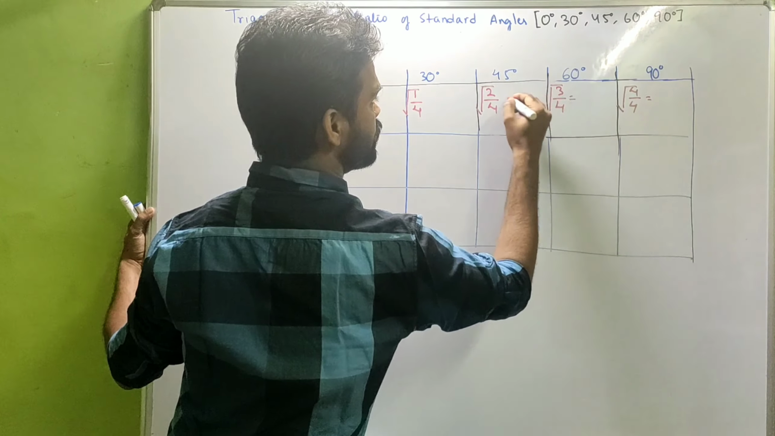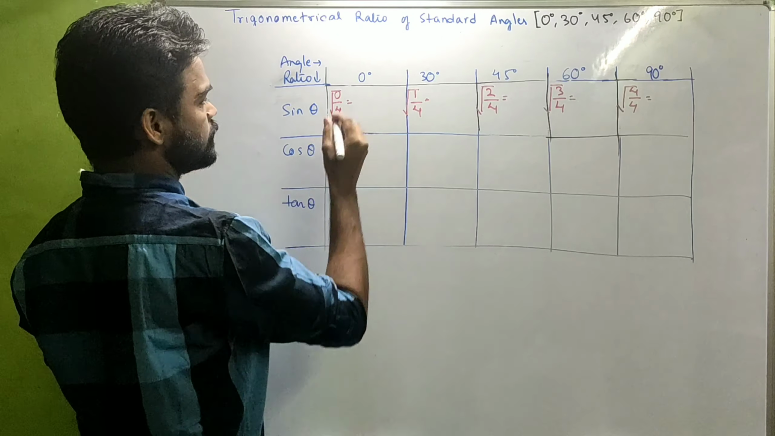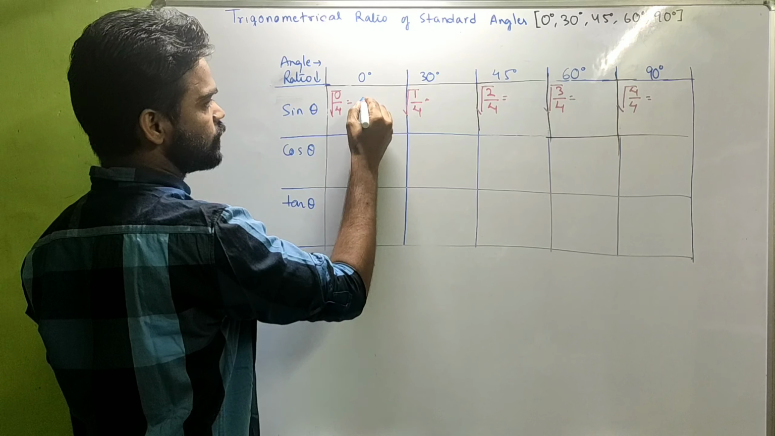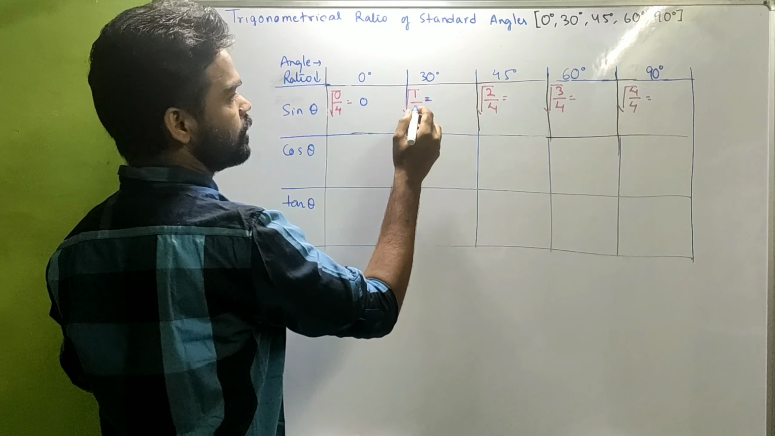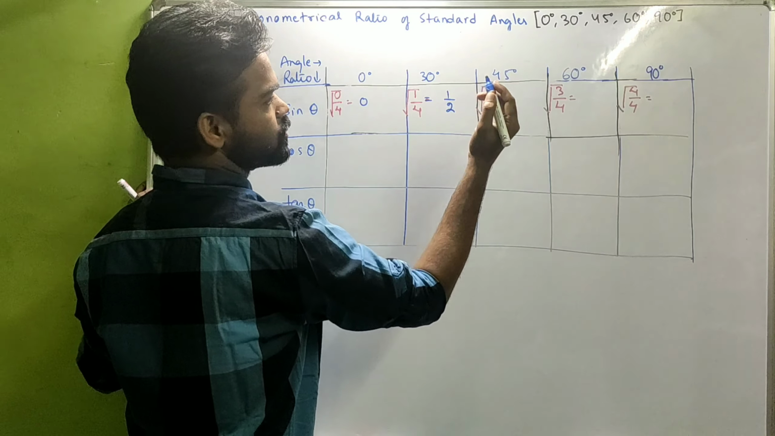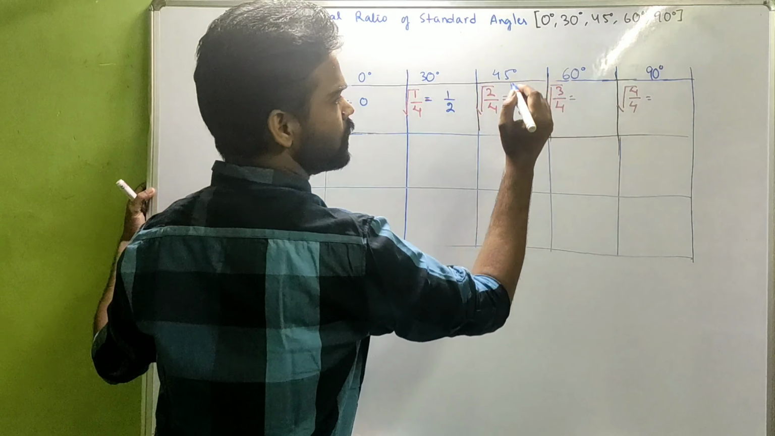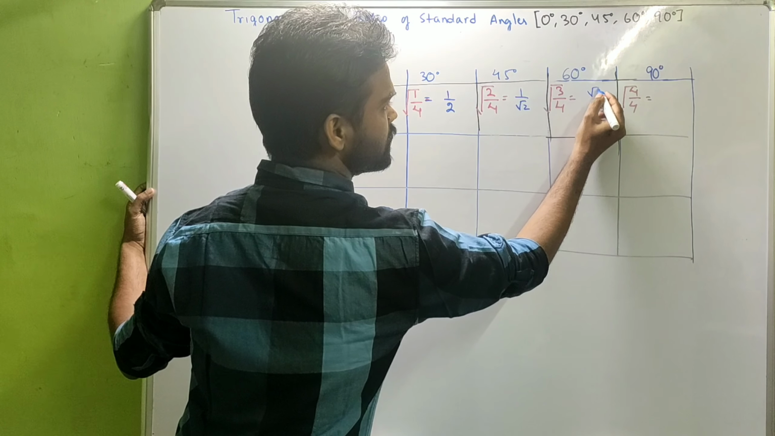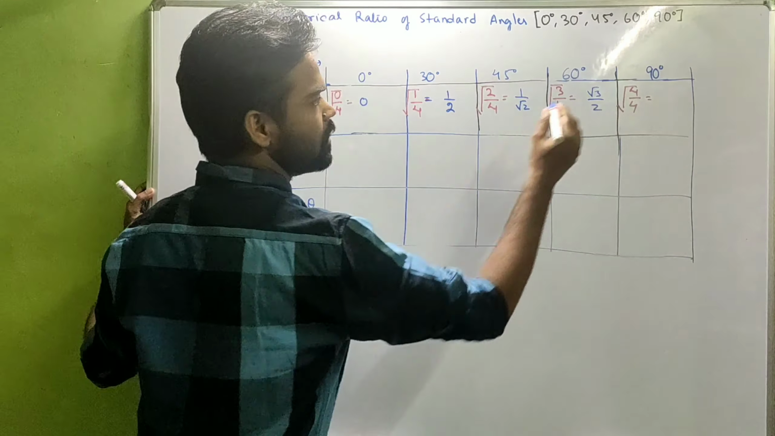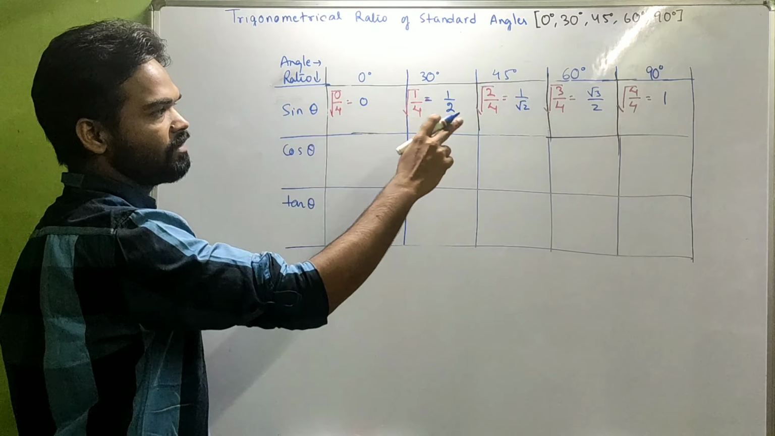Now look carefully. Sine 0 will be 0 by 4, root will be 0 only. Now this is 1 by 4, that is 1 by 2, root of it will be 1 by root 2. And root of 3 by 4 will be root 3 by 2. And root of 4 by 4 is 1. So these are the values of sine.